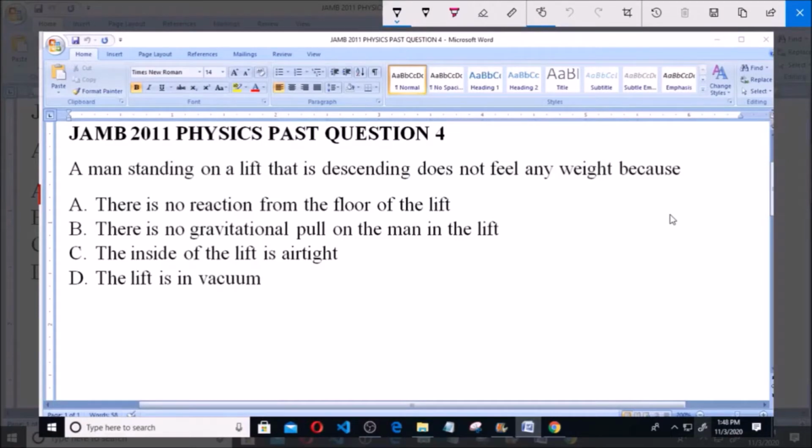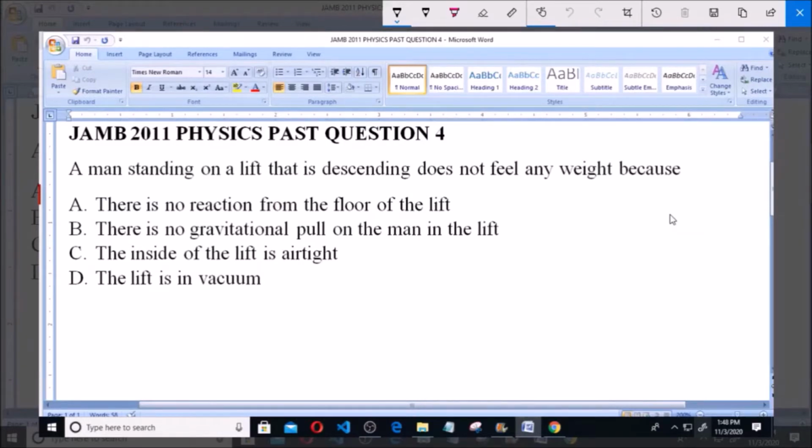A man standing on a lift that is descending does not feel any weight because A. There is no reaction from the floor of the lift. B. There is no gravitational pull on the man in the lift. C. The inside of the lift is airtight. D. The lift is in vacuum.